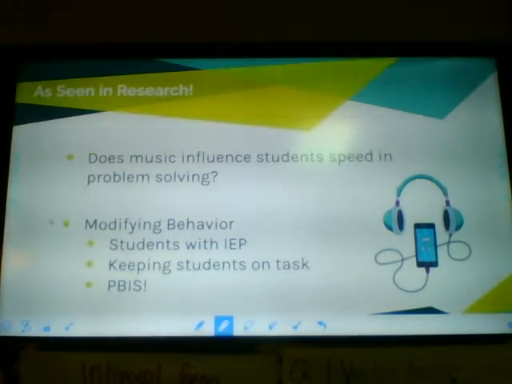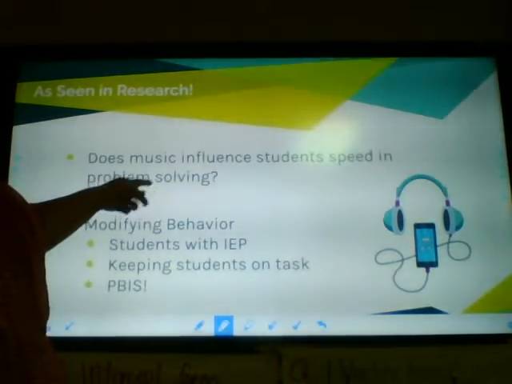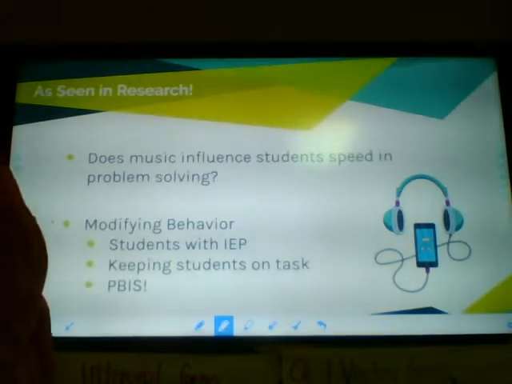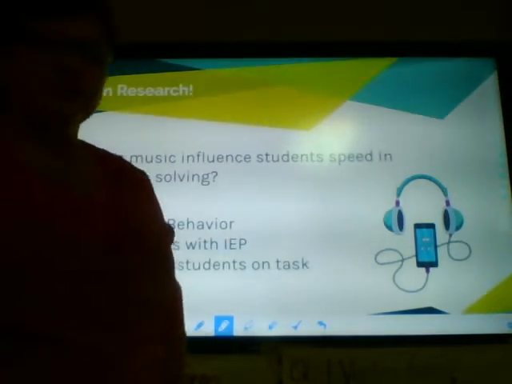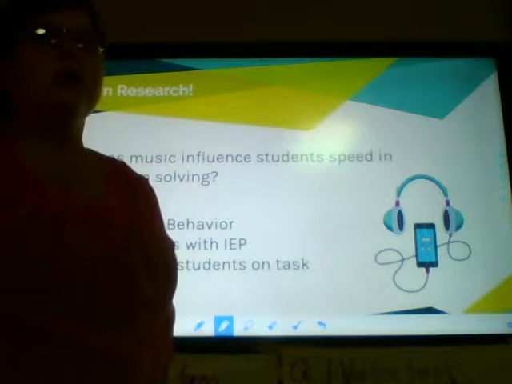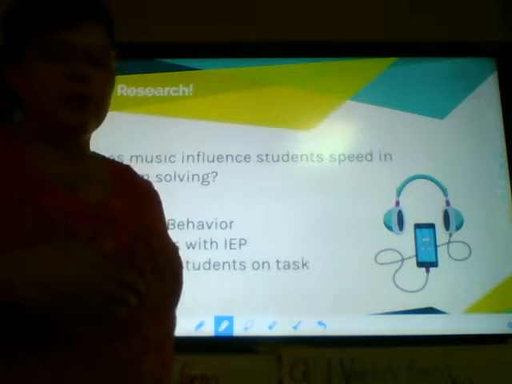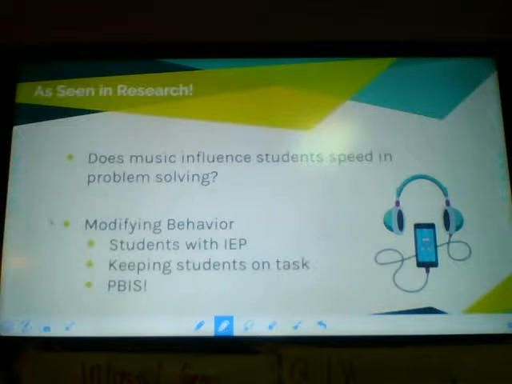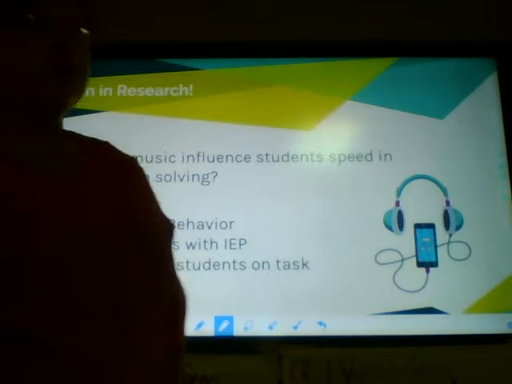Here are some more examples of what we've seen in research. So does music influence a student's speed in math problem solving? They had students who took the same kind of assessments with no music on. Then they allowed the students to select music to see if it would speed up how they were processing the information. And again, oftentimes we see it when they're modifying behavior. So students with IEP to keep the students on task, and with PBIS.